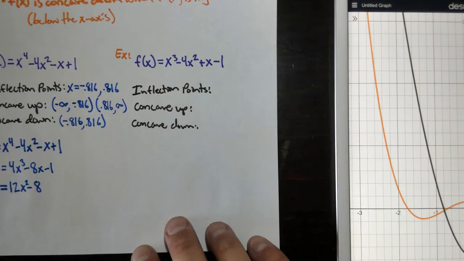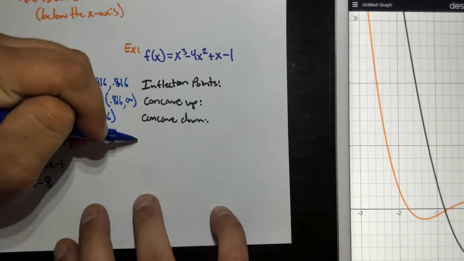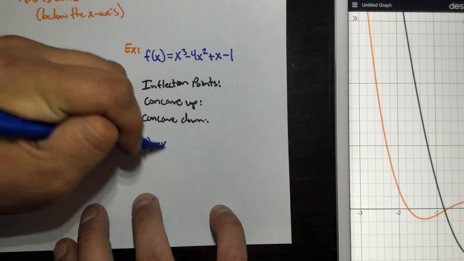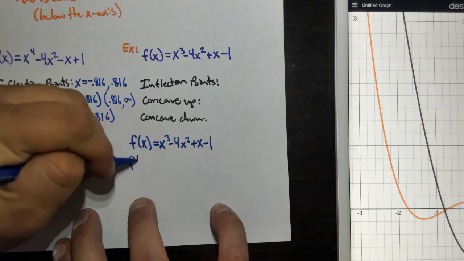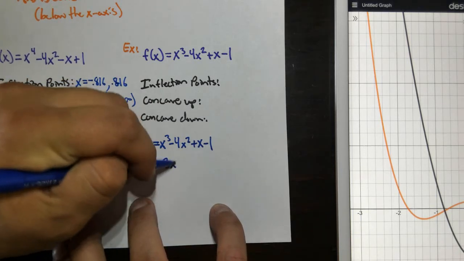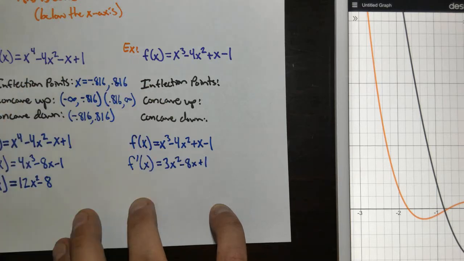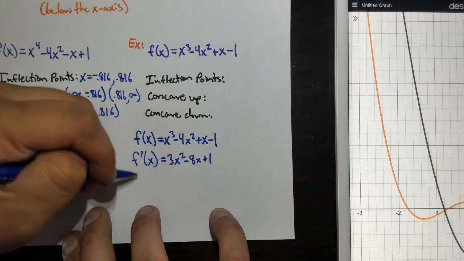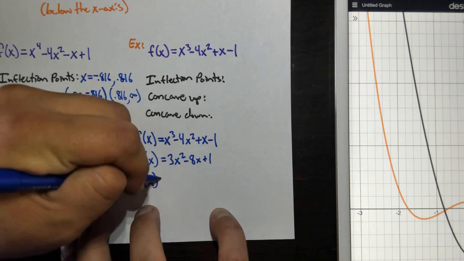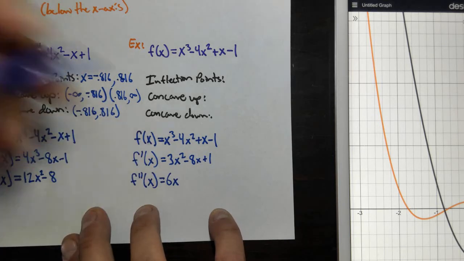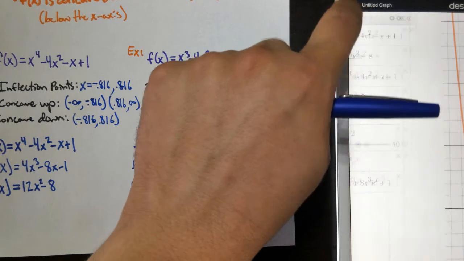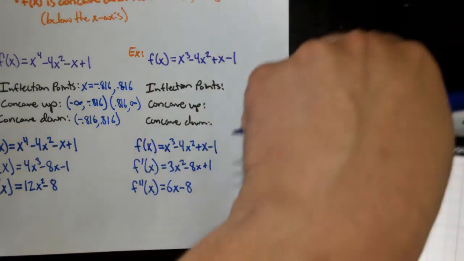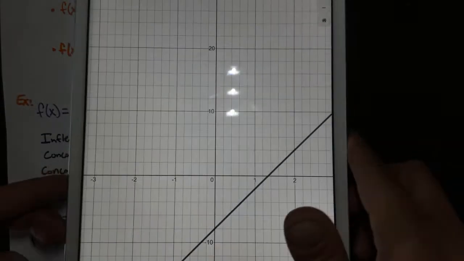So again, first thing we're going to do is find the second derivative. So if we have f of x equal to x cubed minus 4x squared plus x minus 1, f prime of x is going to be 3x squared minus 8x plus 1. And the second derivative, f double prime of x, is going to be 6x minus 8. Awesome. So now let's graph the second derivative of this example. And we get this linear function as we kind of expected, right? It was 6x minus 8.